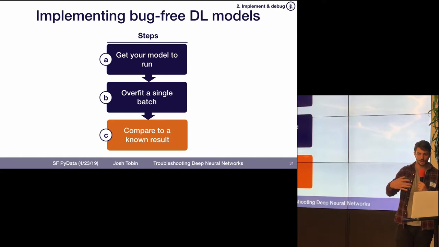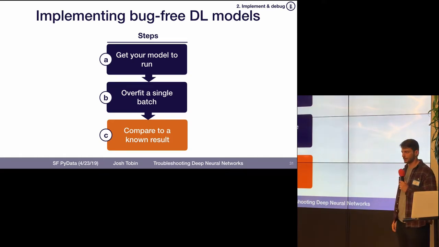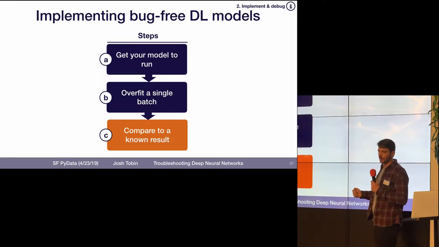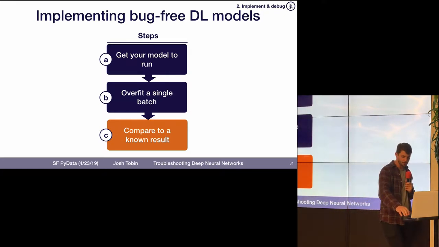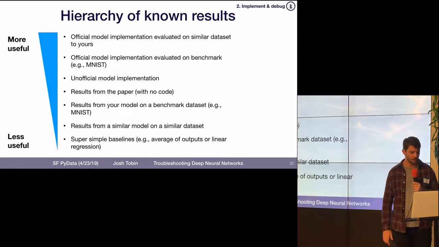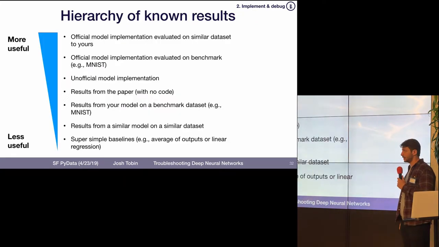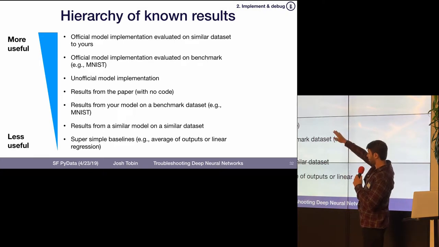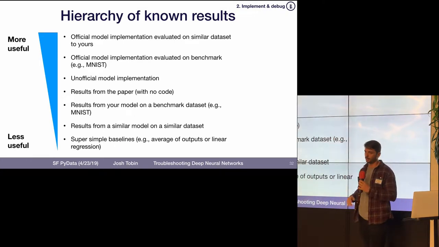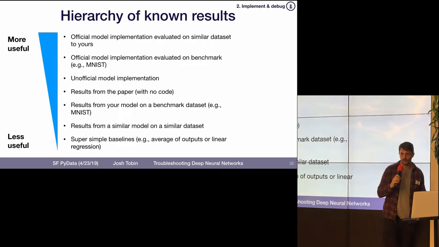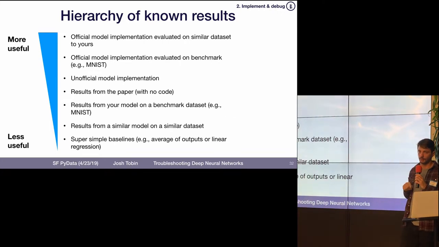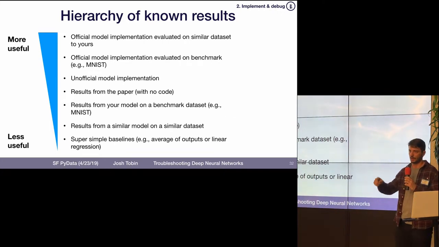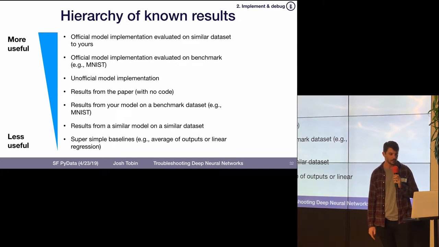Once you can overfit a single batch, the next thing I recommend doing is finding some result that you can compare your model's performance to. But not all results are created equal. The best that you can do is if there's some official implementation of the model, like if it's ResNet, then there's an official implementation in TensorFlow. And if you can compare to that, then the great thing is you can step through your model line by line and see where it differs from the official implementation.